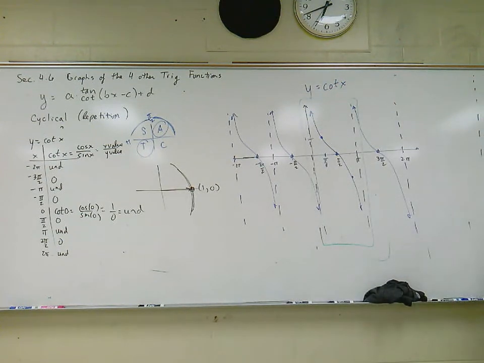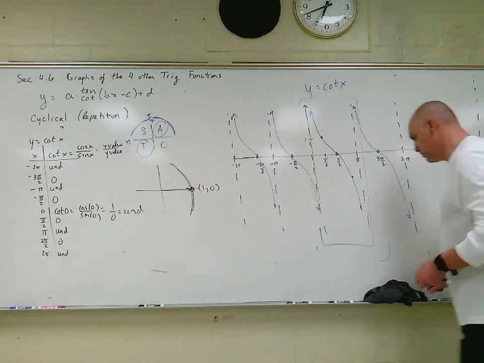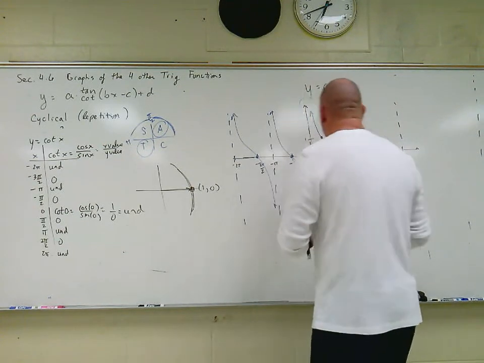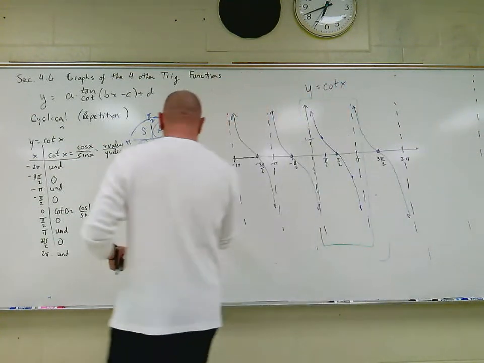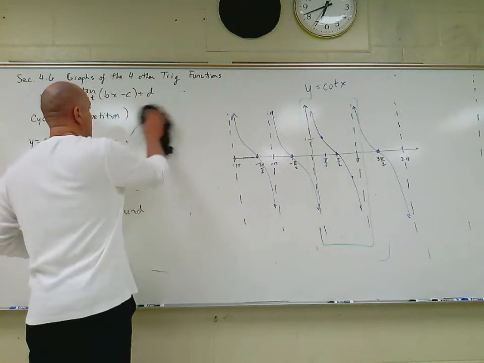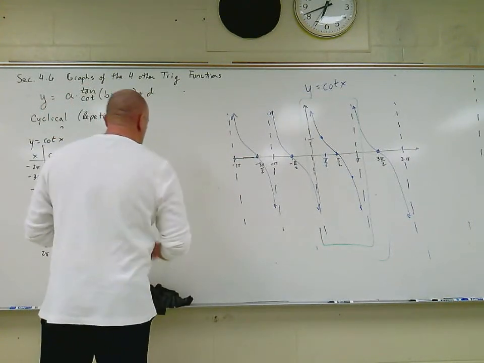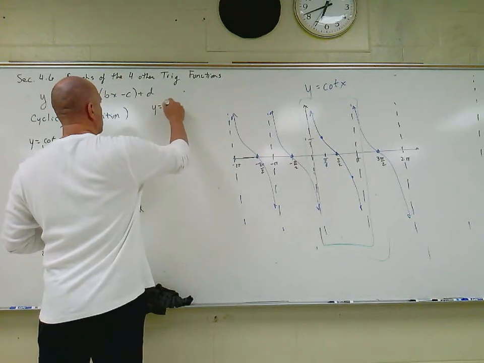How far before it repeats again? Spencer? How far in the x direction? Pi. So cotangent, just like tangent, is pi periodic. Okay. Good. All right, so there you go. We went through this one a little quicker. All right, now that we have gained some knowledge, we're going to do cotangent real quick over here.